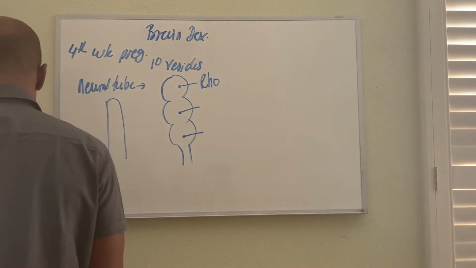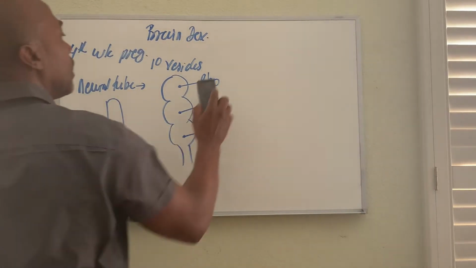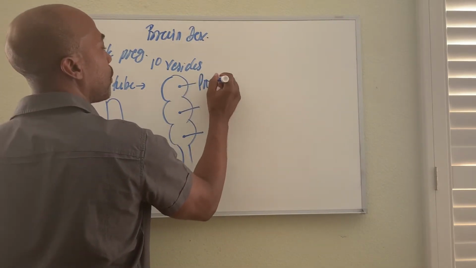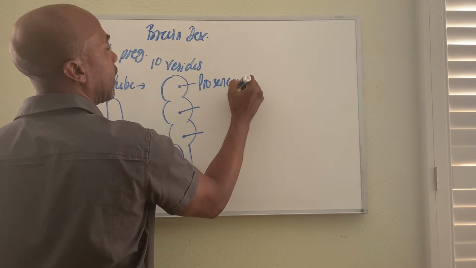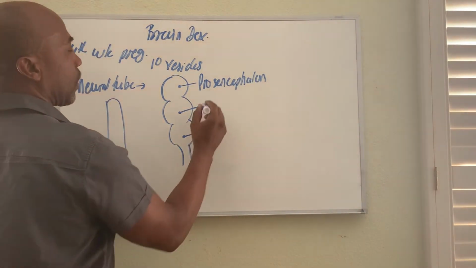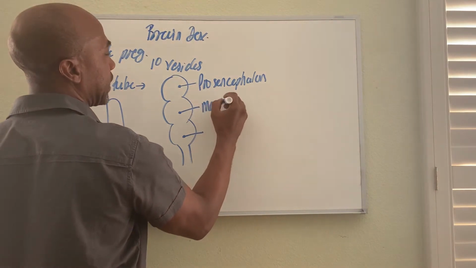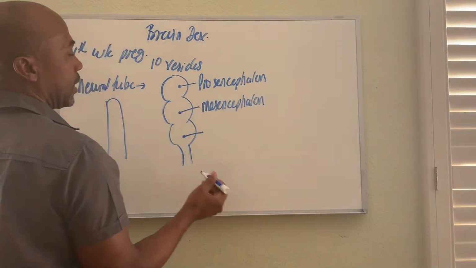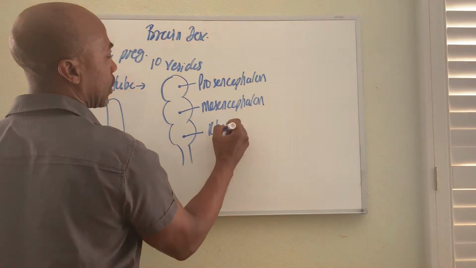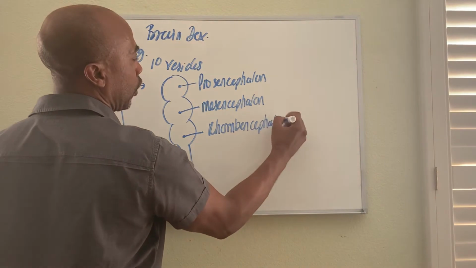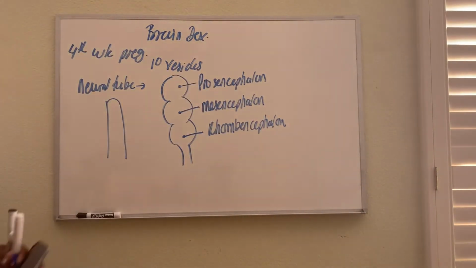No, sorry, gotta back that up. It's called your prosencephalon. The second one is called your mesencephalon. The third is called your rhombencephalon. These are called primary vesicles. Around week number 4, they start to form.